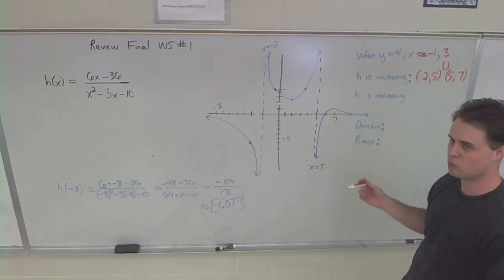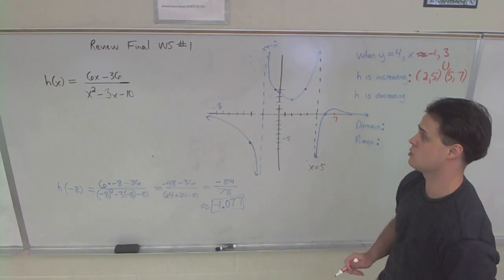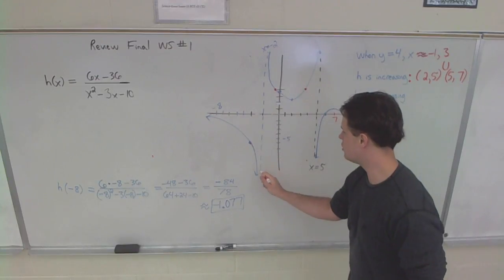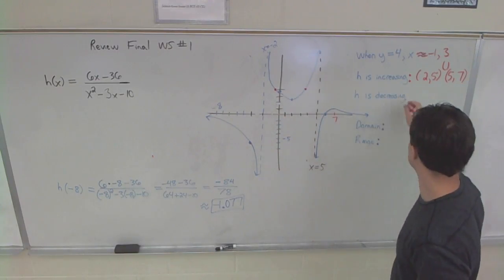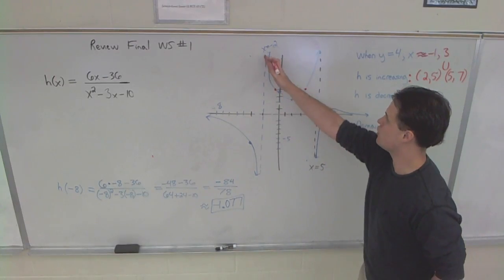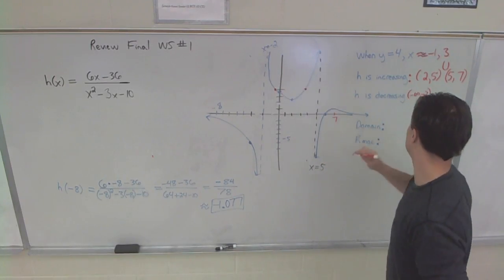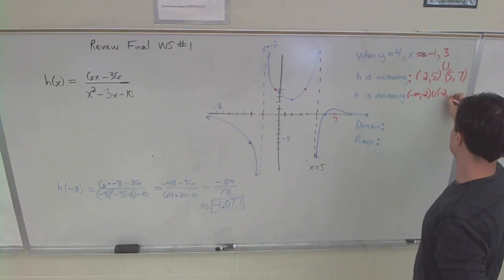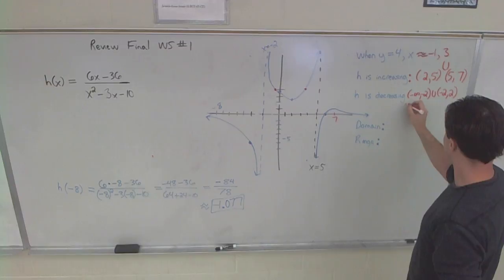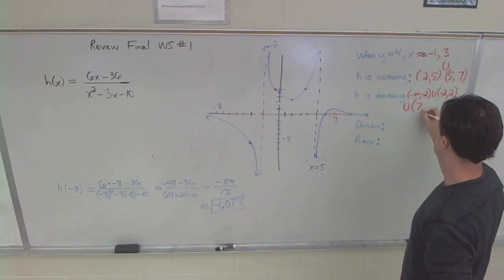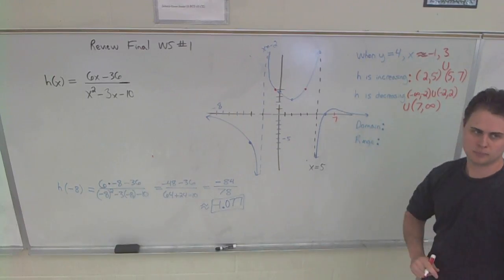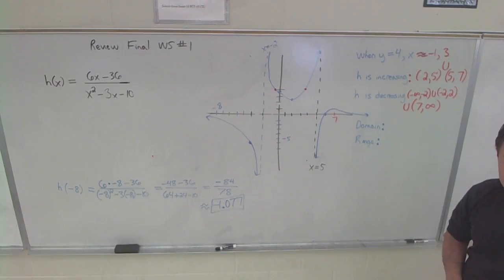So where is it decreasing? Where is it going down? Well, everywhere else, right? Like it's going down from negative infinity all the way until, where's this one? Negative 2. And then it kind of jumps over. It keeps going down though until 2. And then it starts going down again at 7. So I'm going to put another or and go from 7 all the way out to infinity. It's going down, down, down, down, down, down. So that's increasing and decreasing.